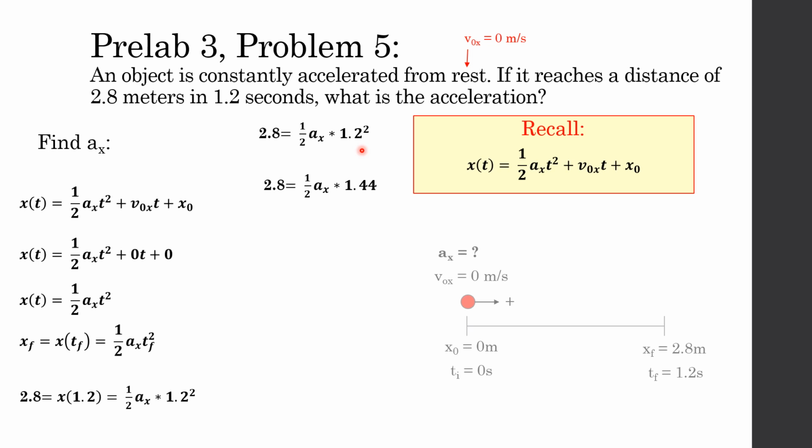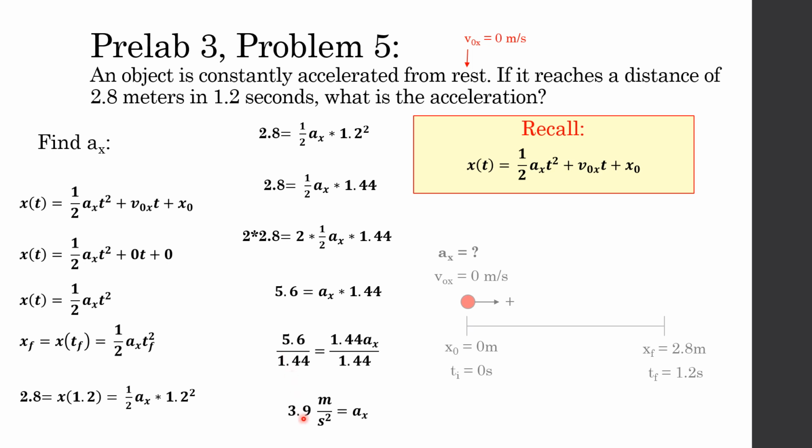So we square our 1.2, right, because it's an exponent, so we should work with that first. So we get 1.44. Then we multiply both sides by 2 so that we can get rid of this fraction over here. So once we do that, we have 5.6 is equal to 1.44a, or a times 1.44, same. Then we want to get ax by itself, right? So we divide both sides by 1.44, so 5.6 divided by 1.44 is equal to 3.9 meters per second squared, and that is our final answer for ax.